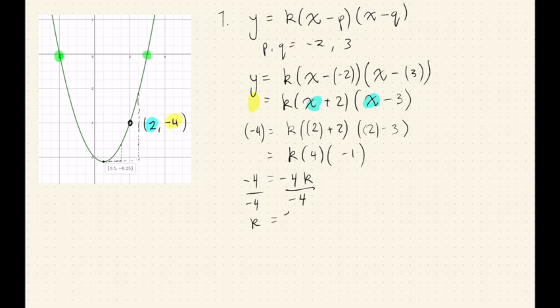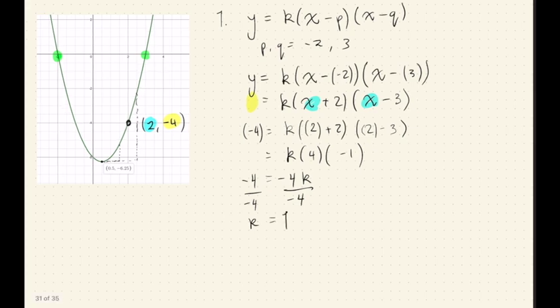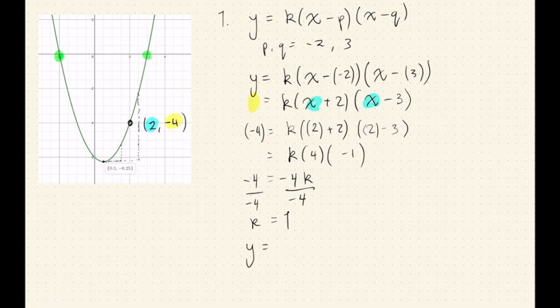k equals 1. And this is the thing that a lot of students do forget to do. They forget to then rewrite the equation with k given. So k is 1, so I just don't need to write it. If you're ever not sure, just don't write k, because it's probably 1. All right, so let's have a look at the next one.